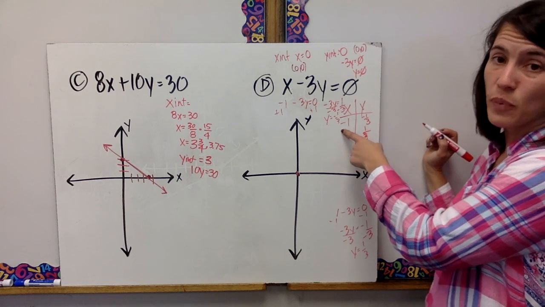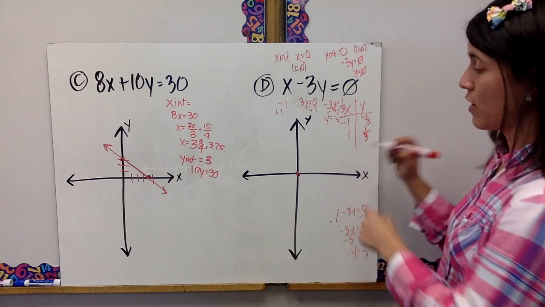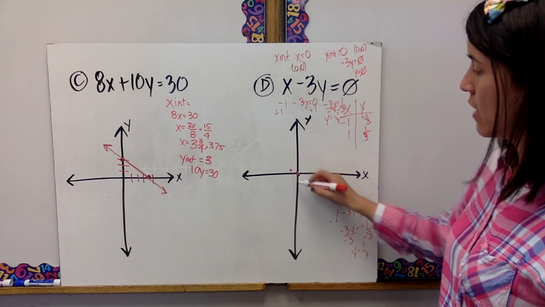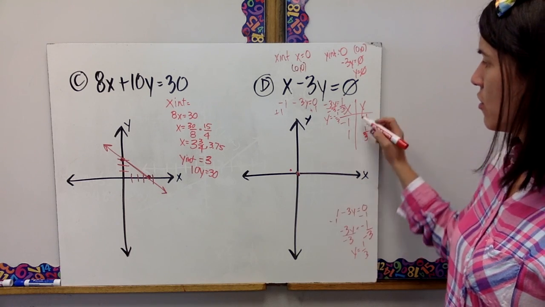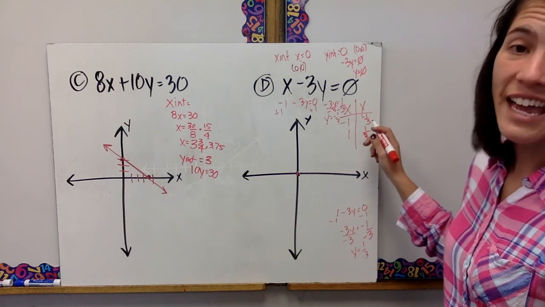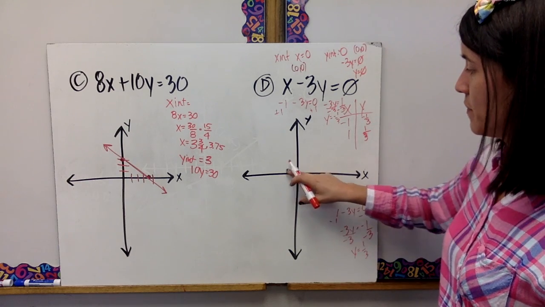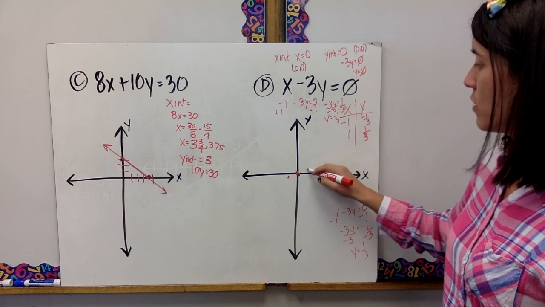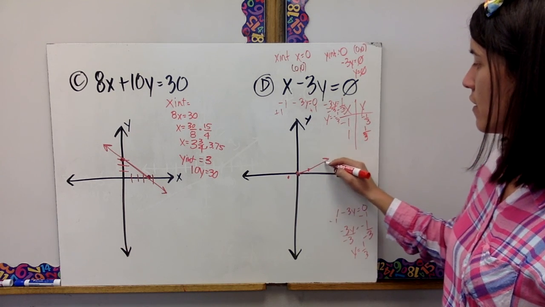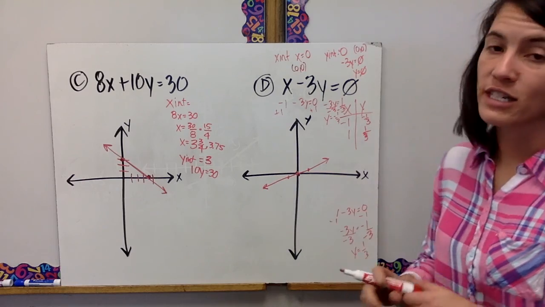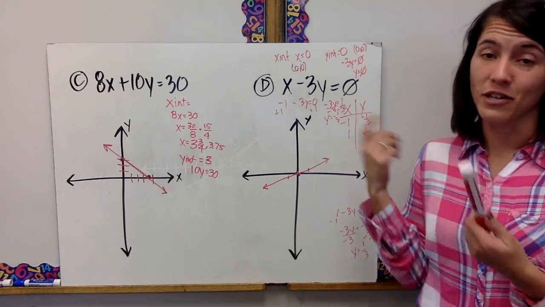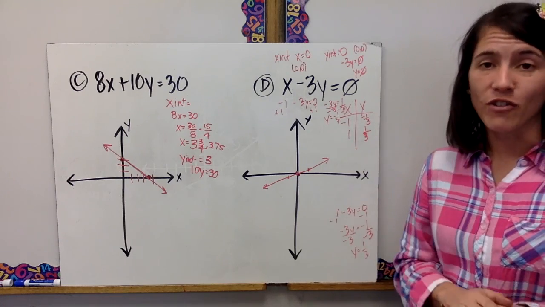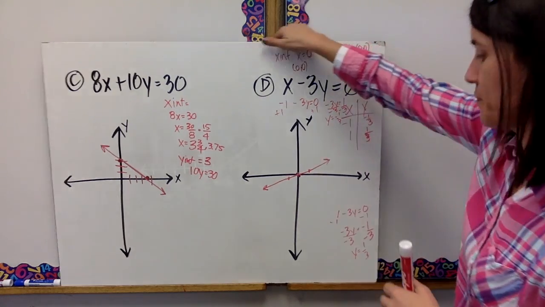So now I have 2 points. Negative 1 and negative 1/3, and positive 1 and 1/3. Sorry. Now on this one, the x and y intercept were the origin, so I couldn't graph it. That's why I had to do a table. If you ever can't graph it, you can always make a table.